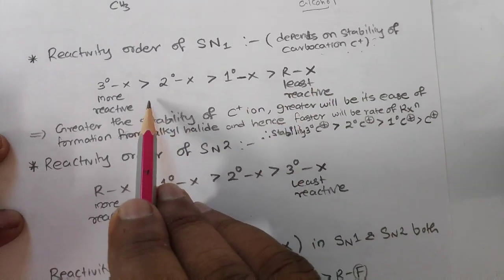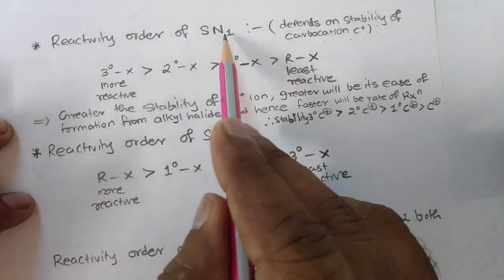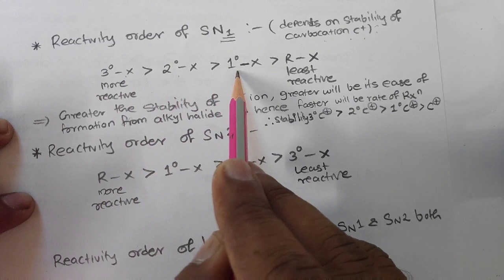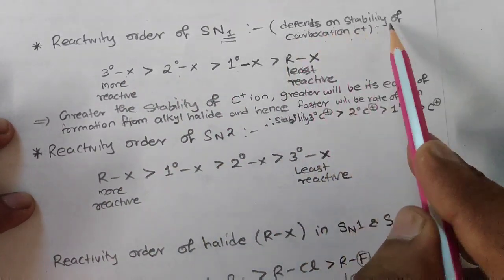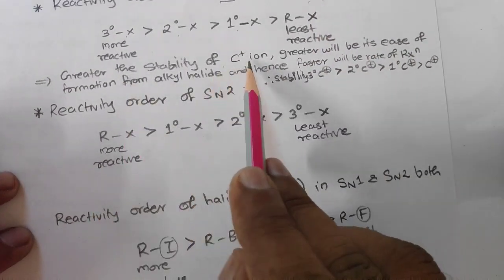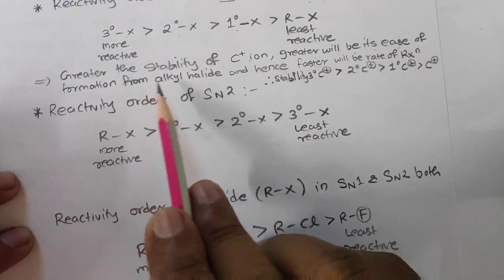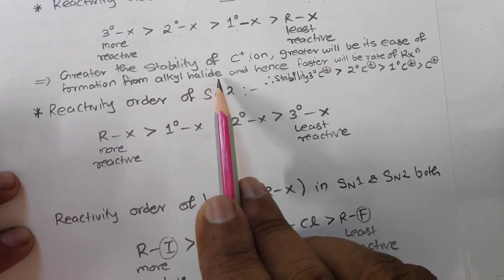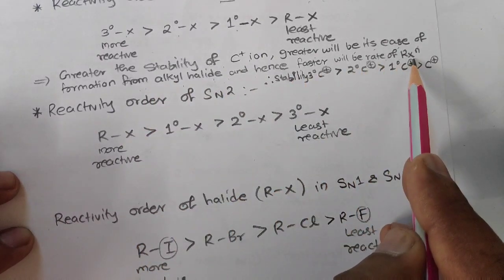Converse of SN2, where we saw the primary was more reactive, in SN1 the tertiary halide is more reactive than secondary, primary and methyl halide. Why is it so? I already explained: it depends on the stability of the carbocation, the formation of the carbocation. The greater the stability of the C+ ion, the greater the ease of its formation from the alkyl halide, and hence the faster the rate of reaction.